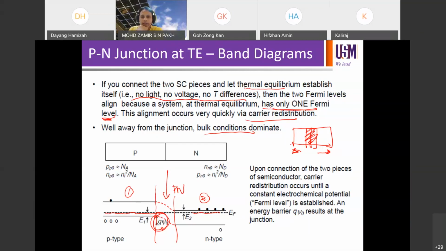Upon connection of the two pieces, the carrier redistribution occurs until a constant electrochemical potential, that is the Fermi level, is established. So you only have one at thermal equilibrium. And an energy barrier results at the junction. This energy barrier is what stops the further diffusion of the holes into N-type and further diffusion of electrons into P-type. So at this point, you're going to have electrons staying in N-type and holes staying in P-type, due to the formation of the energy barrier. It's like there is a wall, some barrier for the carriers to further diffuse. So that makes them unable to diffuse anymore.